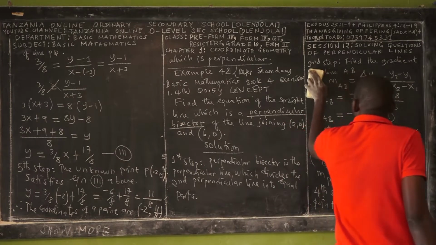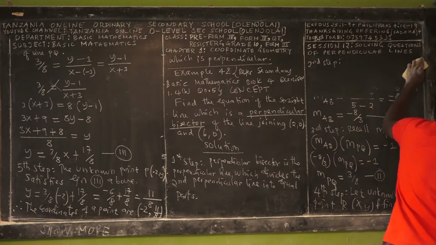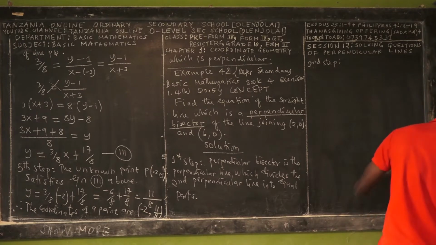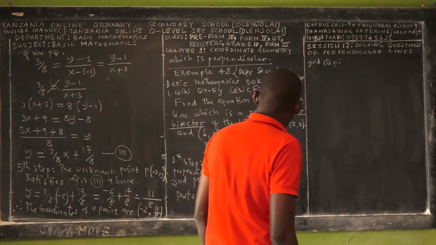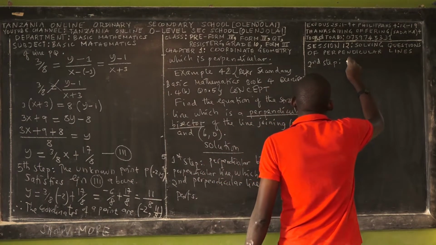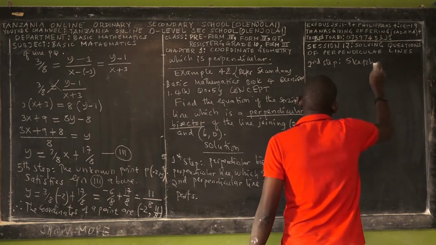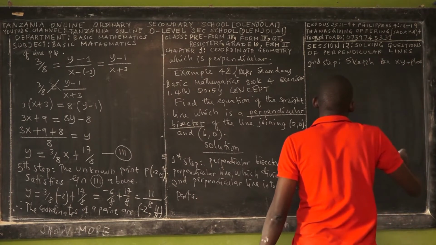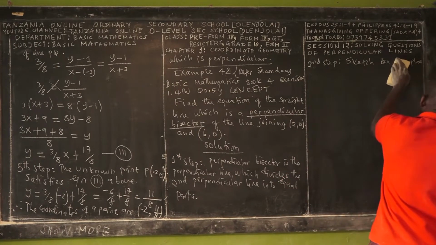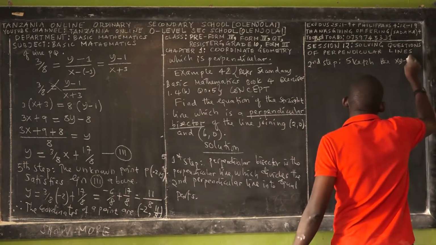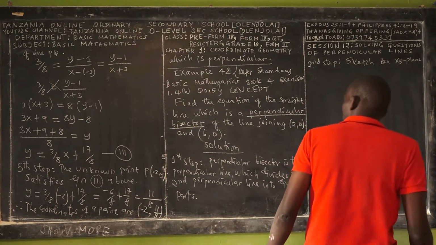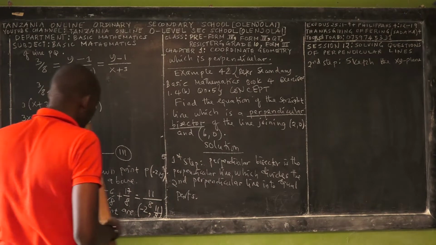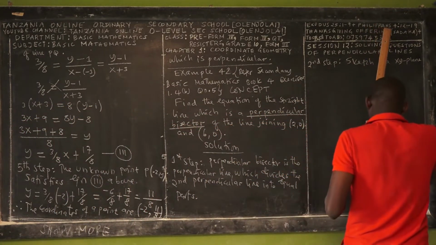That's the first stage. The second stage: the best way to understand or present the summary of the information we've been given is presenting it on the XY plane. So the second stage, we sketch the XY plane of the problem, according to the information given.